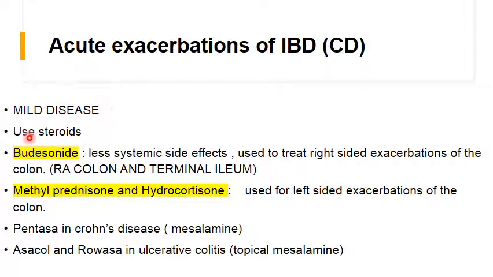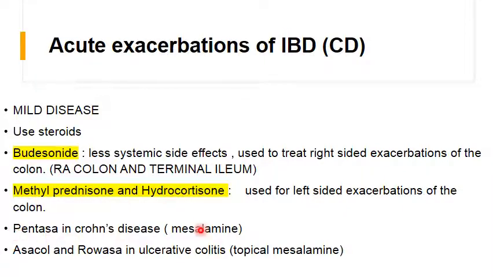If it's a mild disease, then we use steroids like budesonide, which has fewer systemic side effects, and it's used to treat right-sided exacerbations of the colon, that is the right ascending colon and terminal ileum. So what we should remember is that buddy is right, budesonide is for the right-sided colon. Methylprednisolone and hydrocortisone are used for left-sided exacerbations of the colon. So prednisone and hydrocortisone, or prednisone and cortisone, go left. Buddy is right. By this you will remember that the other agents, methylprednisolone and hydrocortisone, are for left.